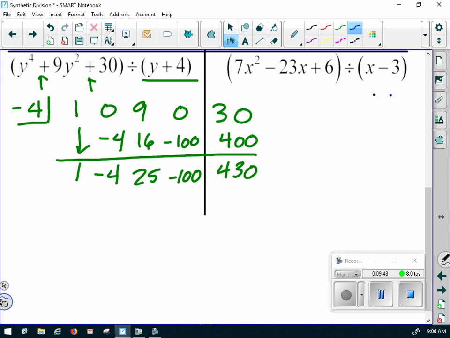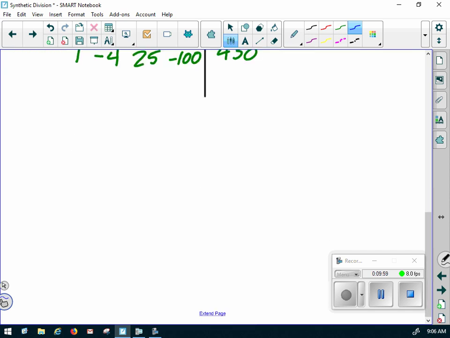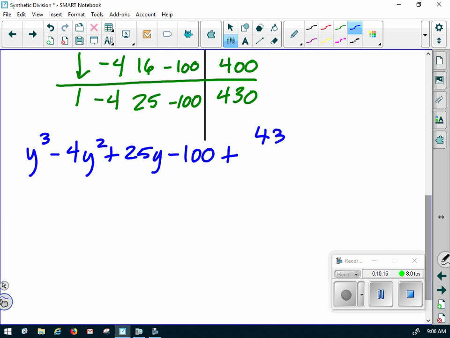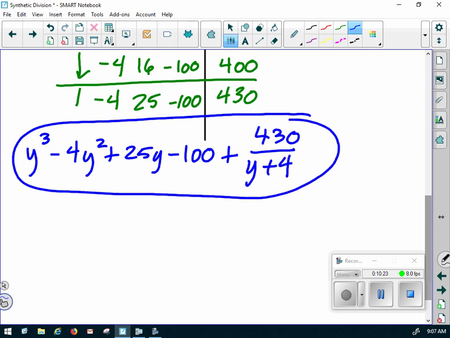So let's talk about what this answer is going to look like. What's that 1 going to be? 1y to the what? Do we need to write the 1? Nope. So we can just write y to the third. So y to the third power, minus 4y squared plus 25y minus 100 over, what was it, y plus 4? Perfect. A lot easier than the long division.